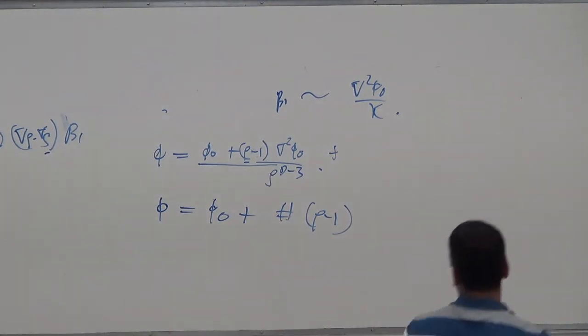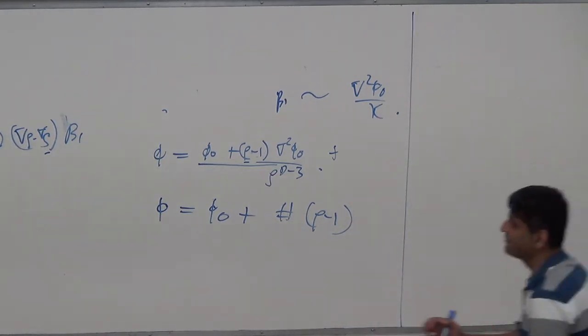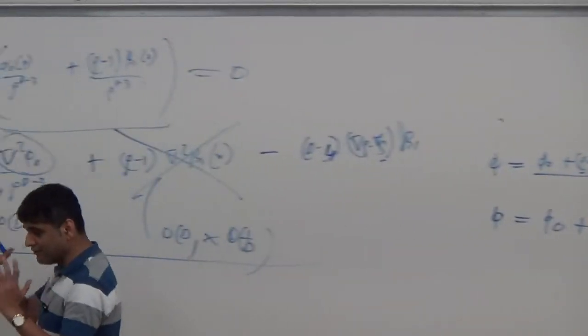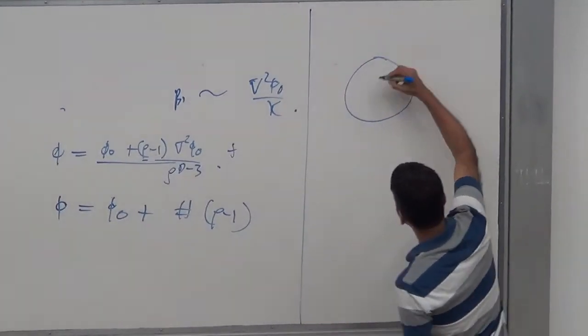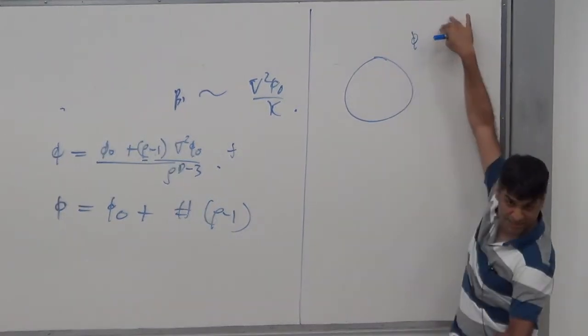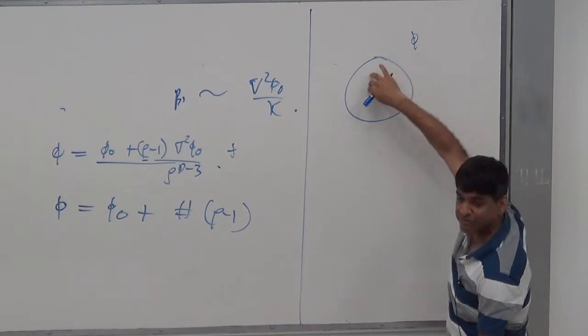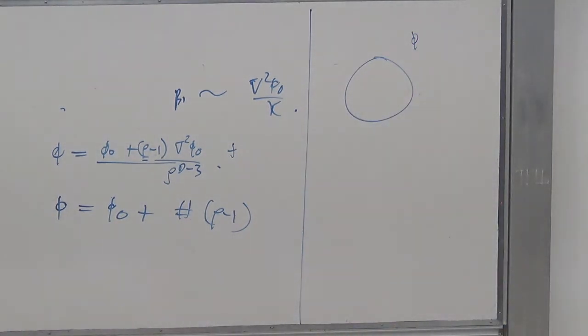Now, why is this important? This is important for the following reason. You see, we've solved the following problem. We've solved the problem of finding a solution to del square phi is equal to 0 that is a solution everywhere outside the membrane and everywhere inside the membrane, but not on the membrane, because on the membrane we've got a discontinuity in derivative. Phi naught is continuous, but its derivative is not.